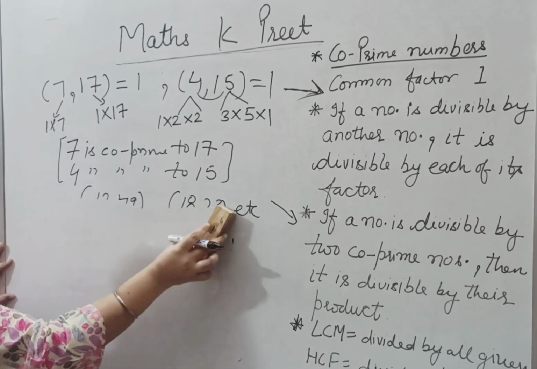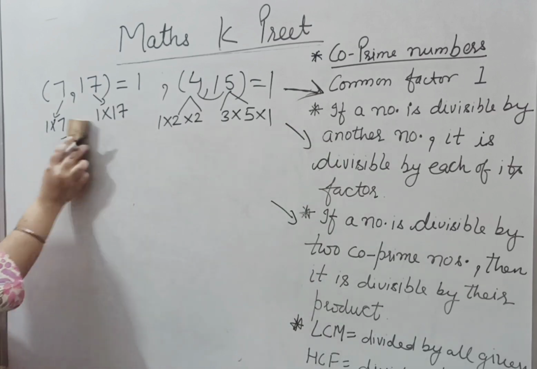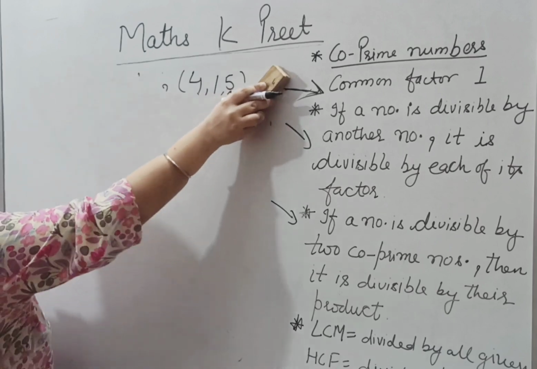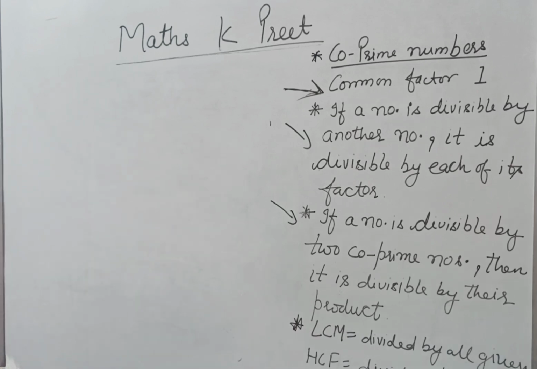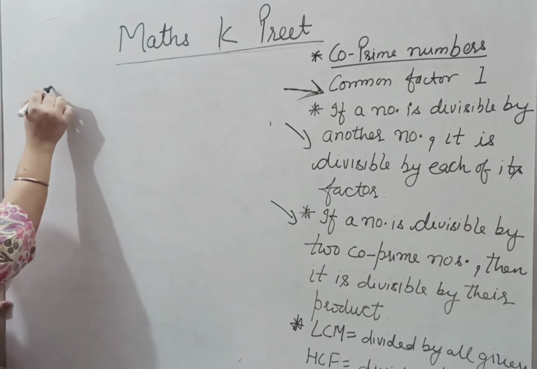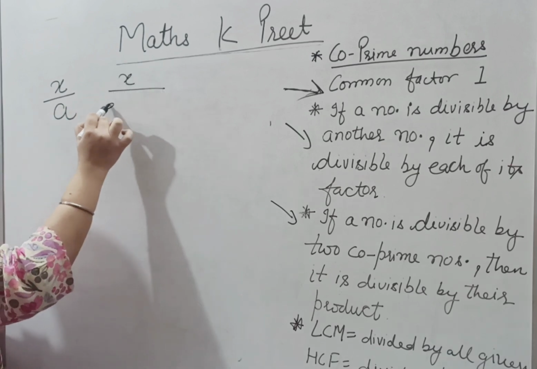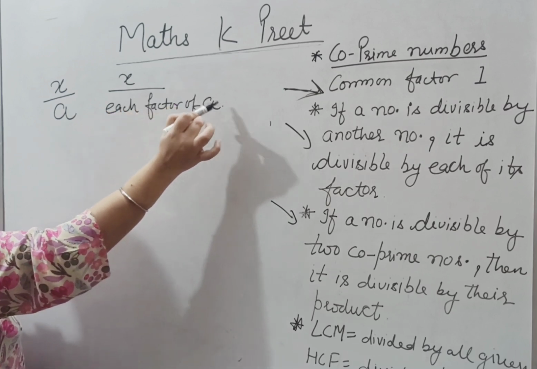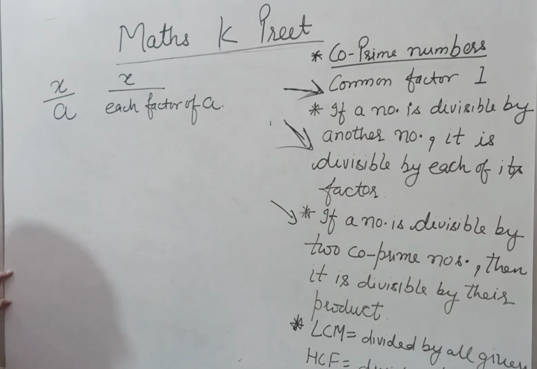The second one is here. If a number is divisible by another number, it is divisible by each of its factors. What's it saying? If x is divisible by a, then x is divisible by each factor of a. This property is saying this.